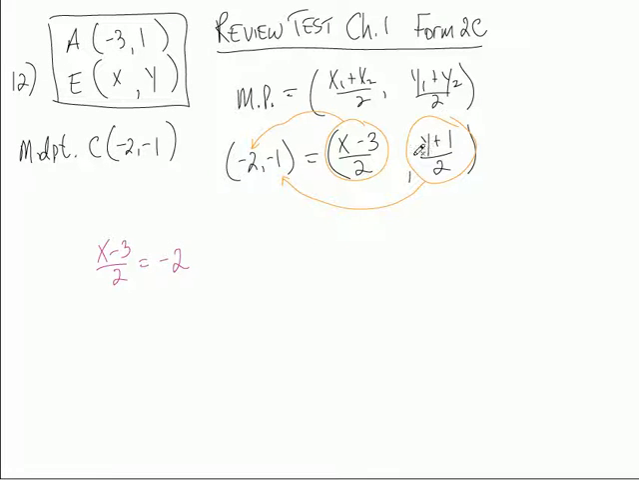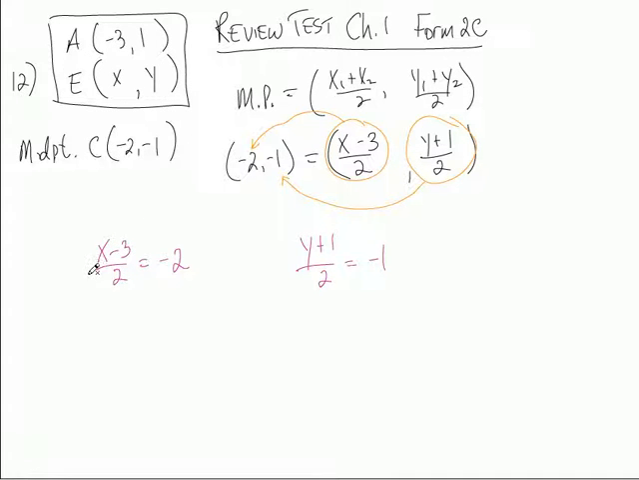Let's do the y this time. So it's y plus 1 over 2 equals what? -1. Good. And now look, we just do a simple little algebra problem. Solve for x, solve for y, and guess what our answer is then? Whatever we get for x and y, that's this point E, and that's what we're trying to solve for. Okay? Very good. Let's solve for x.